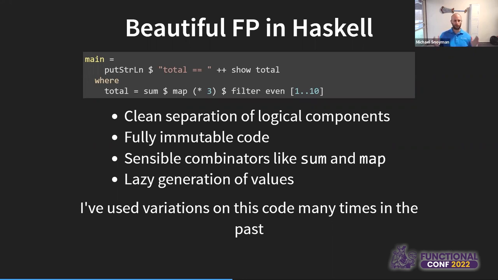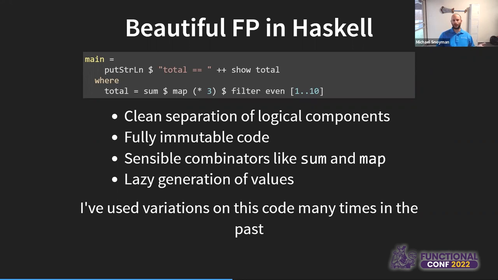This is the kind of code where FP really shines. It's a clean separation of all of the logical components of our code. Another thing that's nice, every single bit of this is fully immutable. I never had to mutate a variable. Sure, under the surface, the computer is actually mutating things in memory. It's mutating registers. I don't have to worry about that. My code is cool, pure, immutable. I have sensible combinators. Instead of having to reinvent inside a for loop the concept of mapping and summing, I'm able to reuse functions that already exist. And I'm lazily generating values. I don't have to worry about allocating an entire array. Instead, Haskell is going to lazily produce these values. And if you turn on optimizations, you're not even going to end up getting any allocation. All of this is going to run in a tight inner loop, and that's really beautiful.